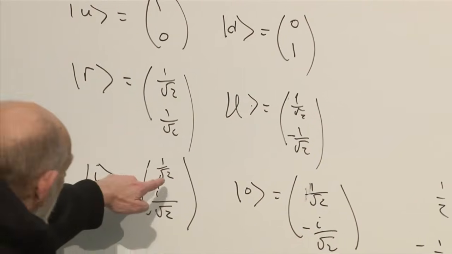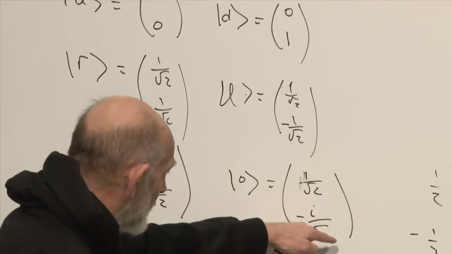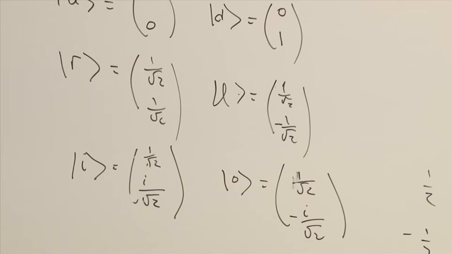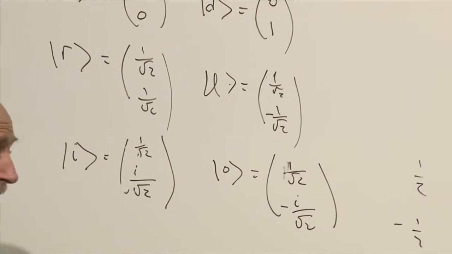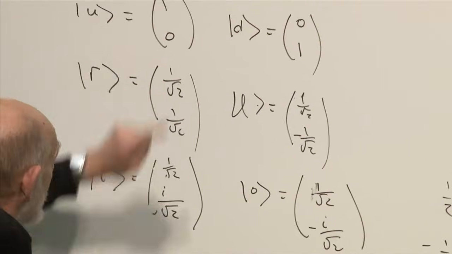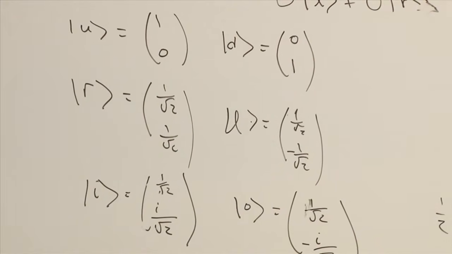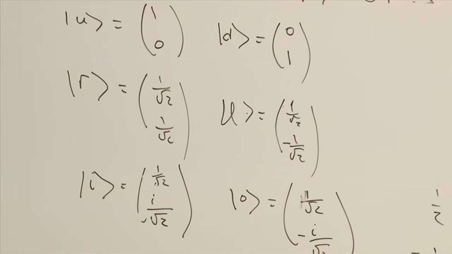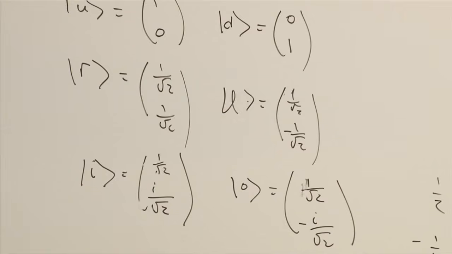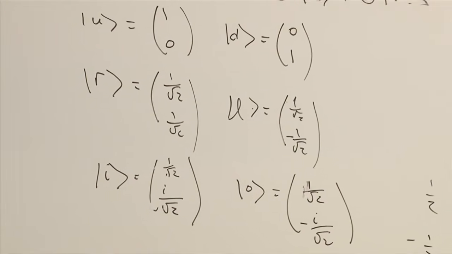The square of the magnitude of the coefficients here are each equal to 1/2, which proves that if you're in the in state or the out state, the probability of being up or down is 1/2. How about the probability of being left or right? How might you figure that out?